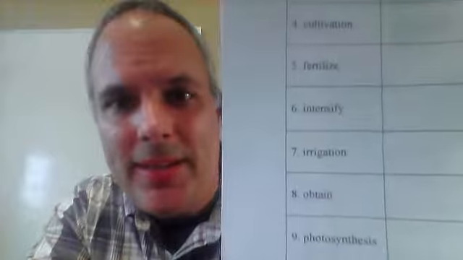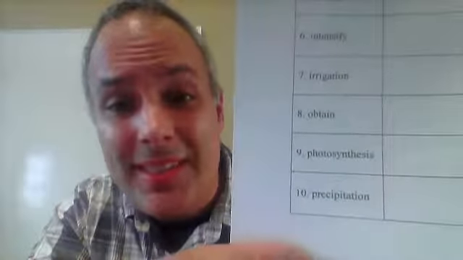Okay, one more time. Abandon, adversely, aggregate, cultivation, fertilize, intensify, irrigation, obtain, photosynthesis, and precipitation. Okay, so another 5 minutes and we'll finish chapter 2, okay?